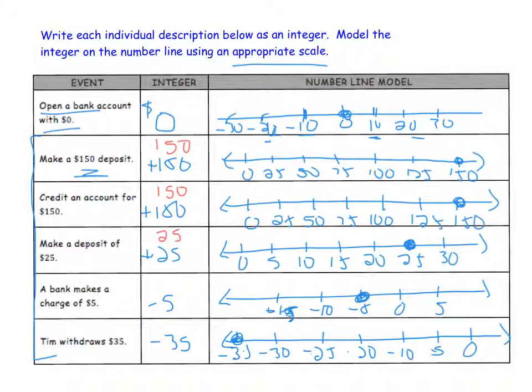And my last one, he was $35. So if he withdraws 35, I have to count. I counted by 5s, but going to the left of 0. So these are all negatives. And here's my negative 35.